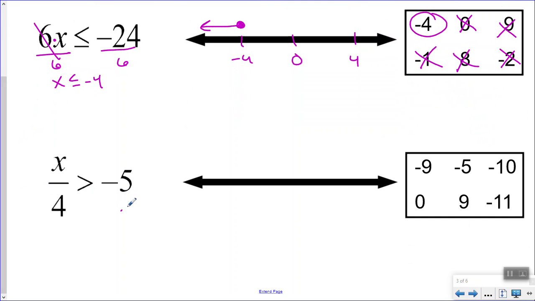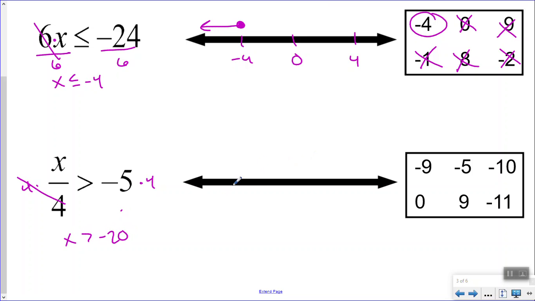The next example is the same idea. Even though I have a negative 5 here, in order to isolate my variable, I'm multiplying by positive 4. Multiplying by positive 4 does not mean that I need to flip the inequality sign, so I solve normally and keep everything as it is.